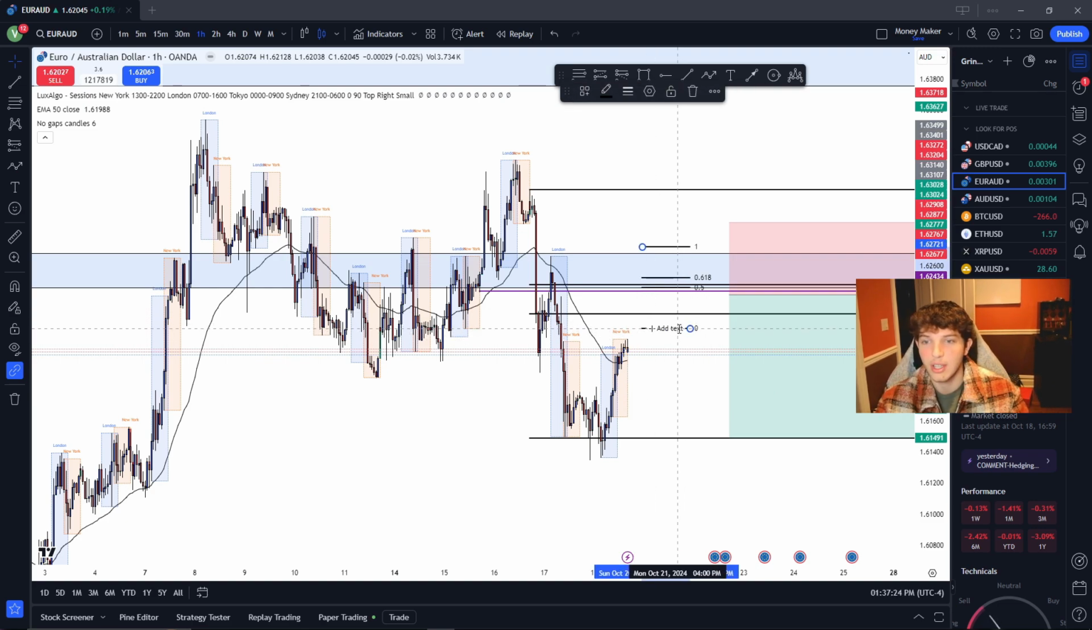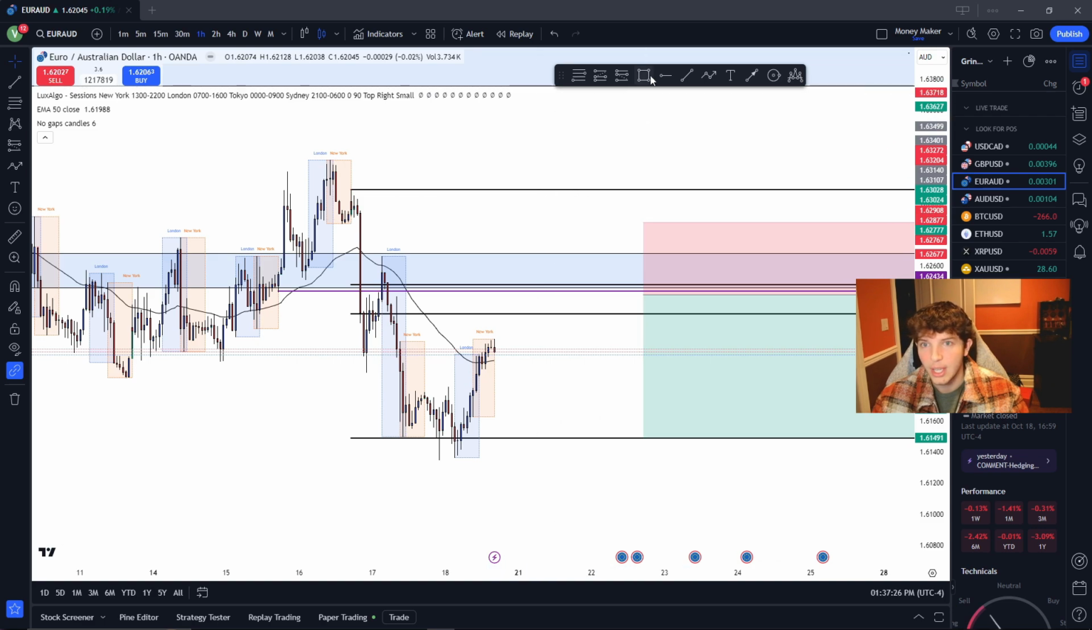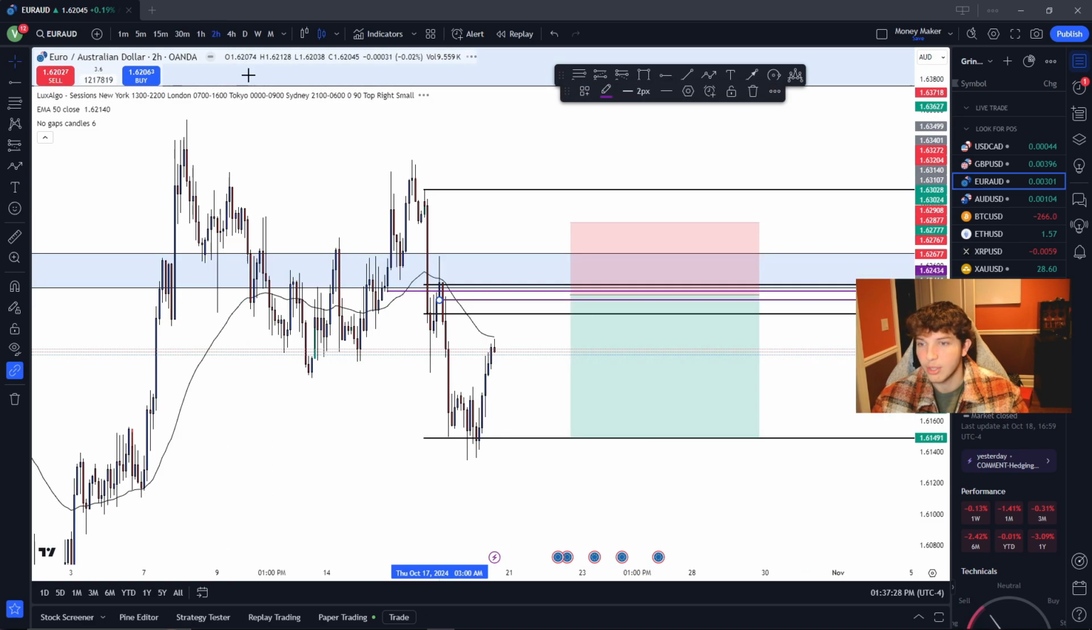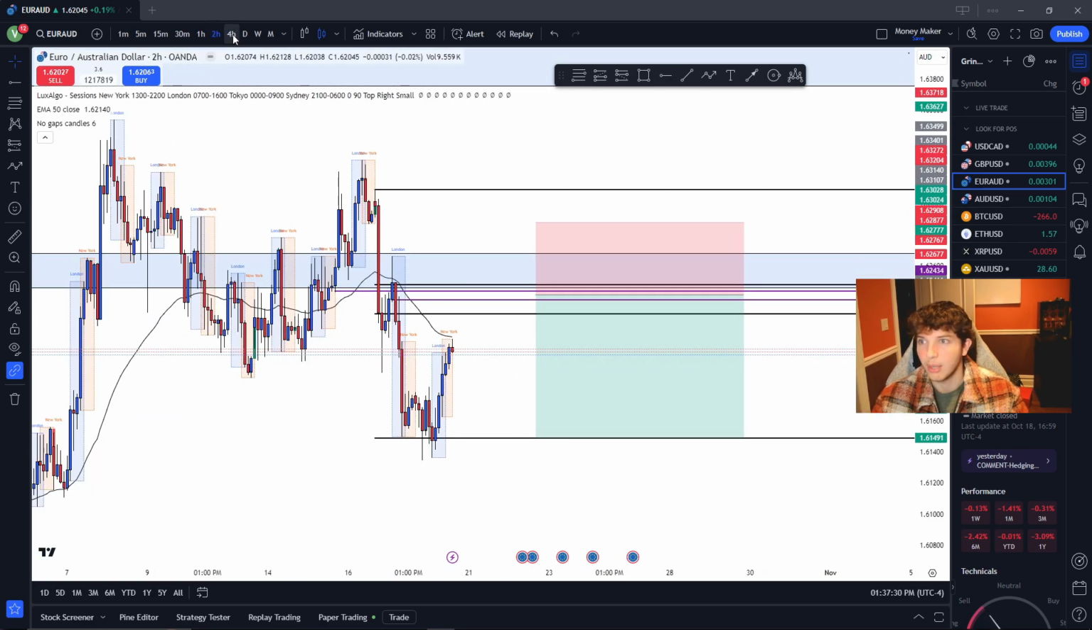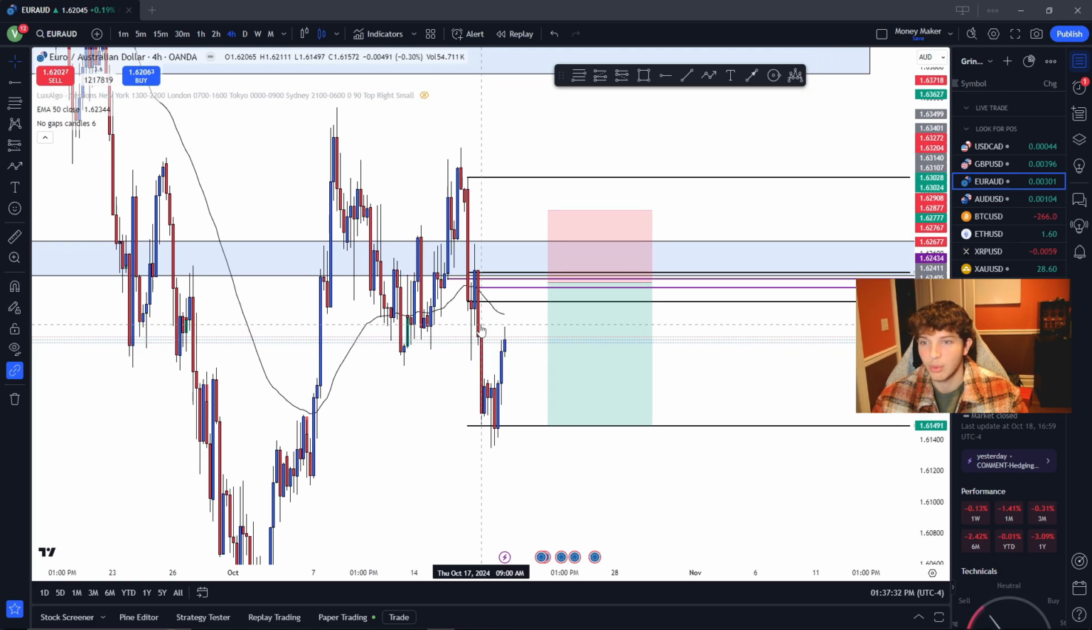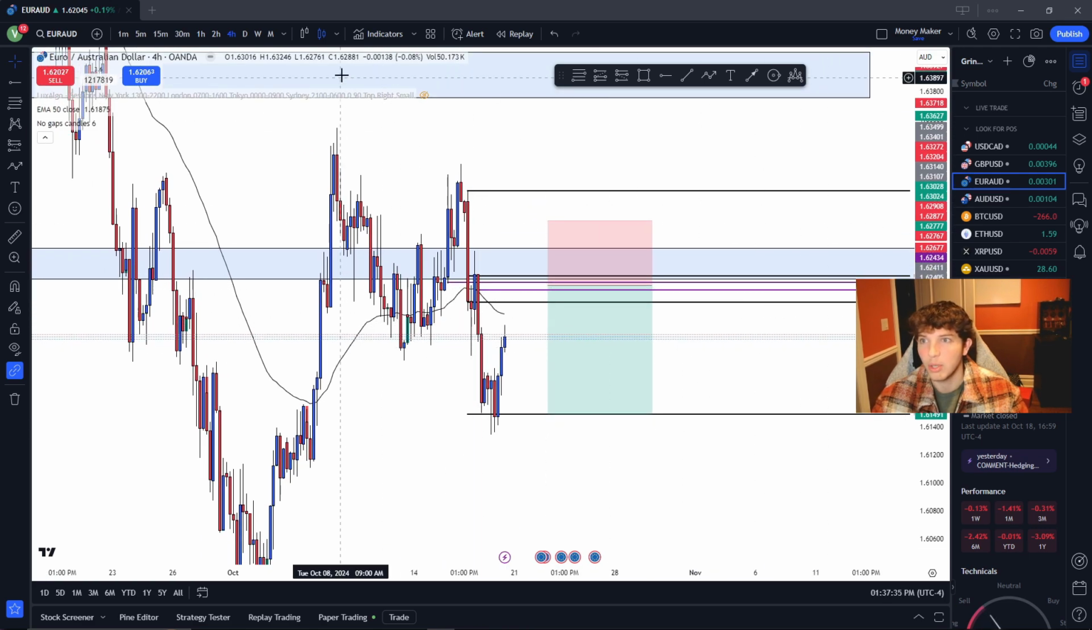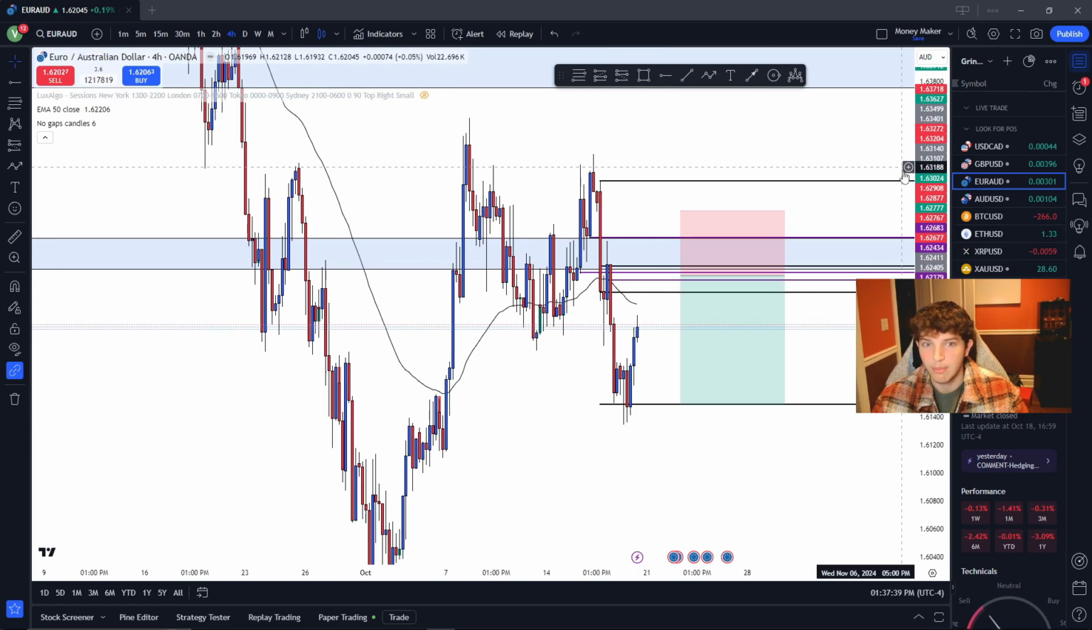We want to seek supply zones as well. We have a 1-hour supply zone here, 2-hour lining up again perfectly with it. 4-hour is already technically tapped into, but we do have another 4-hour supply zone right here that just barely missed, it looks like.